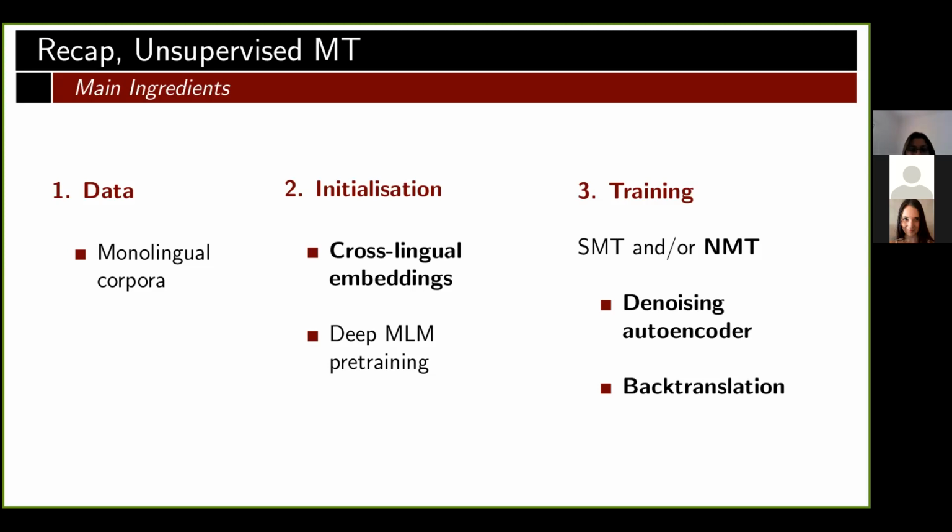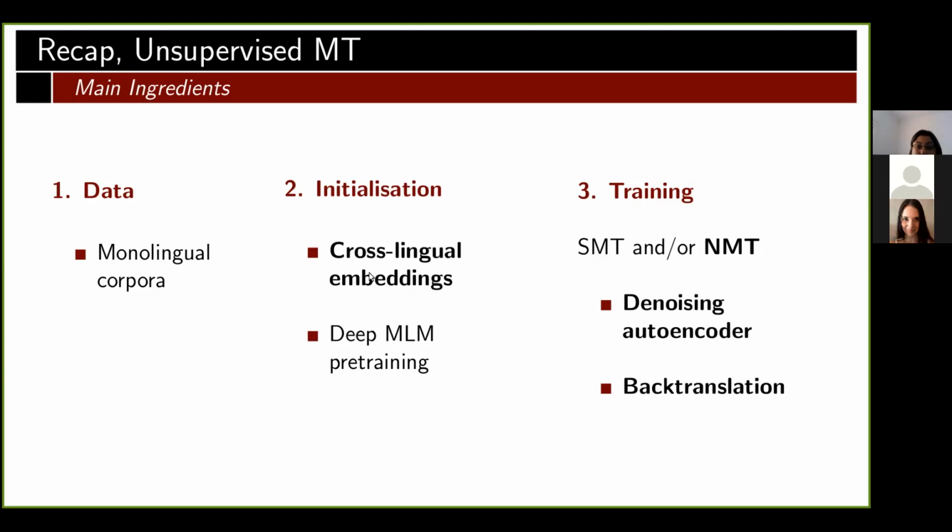So last time we were talking about unsupervised machine translation. And we saw that there are 2 main approaches to initialize the system, which is really the most important thing in the unsupervised setting: having a good initialization. So we can initialize with cross-lingual embeddings or with pre-trained multilingual models.